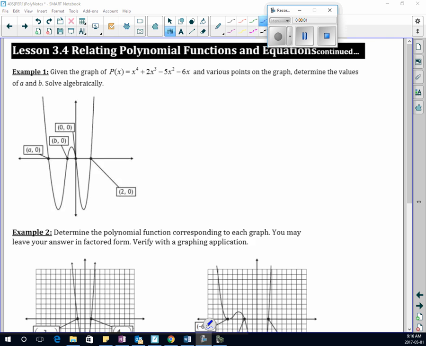Okay, so it's saying that this is in the form of p of x. This is just a continuation of the other lesson. Given various points of the graph, find the values of a and b. So how do you think we would do this? You would factor it. Now they've given you some nice stuff here. They said that there's some x-intercepts of that and that. So it's not like we're starting from scratch.